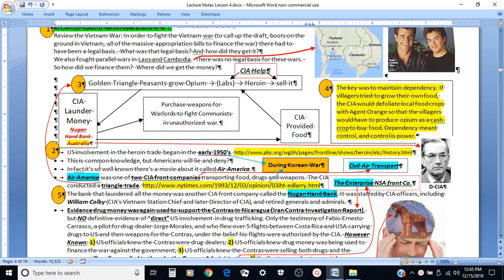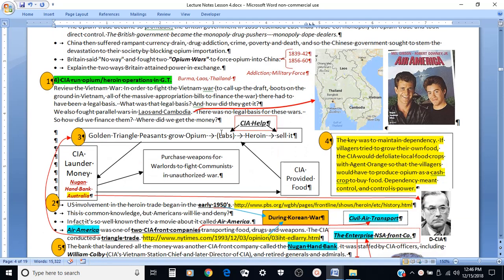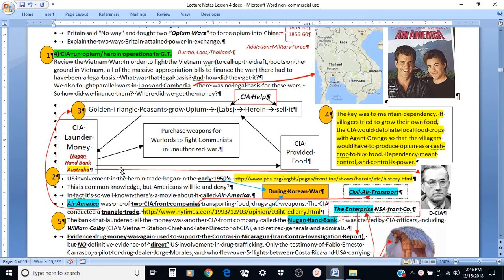And this is pretty much common knowledge, although I know Americans will lie and deny it. You know, a lot of Americans will not want to believe it, so they won't, right? It's so common knowledge that, in fact, there was a movie made about it called Air America, right? It's starring Mel Gibson and Robert Downey Jr. It was kind of a comedy, kind of a farcical thing, making fun of the whole thing. So Air America was one of two CIA front companies transporting food, drugs, and weapons. All right. The other one was Civil Air Transport.